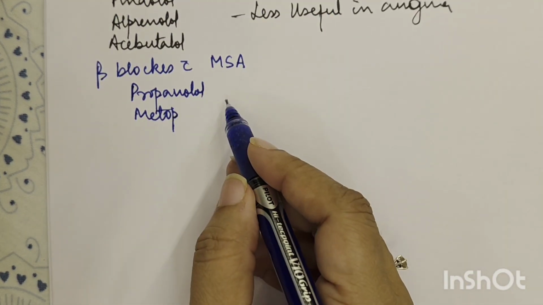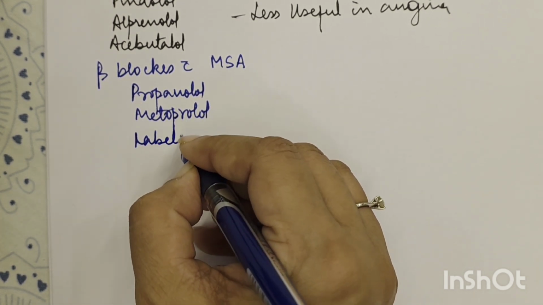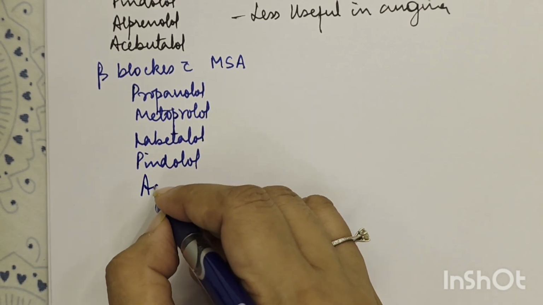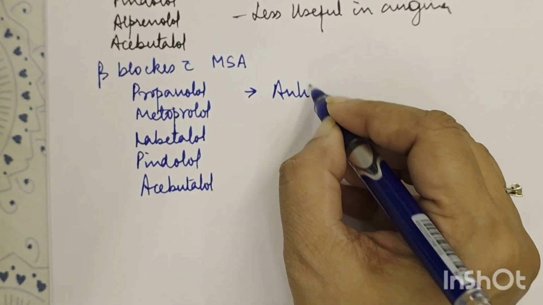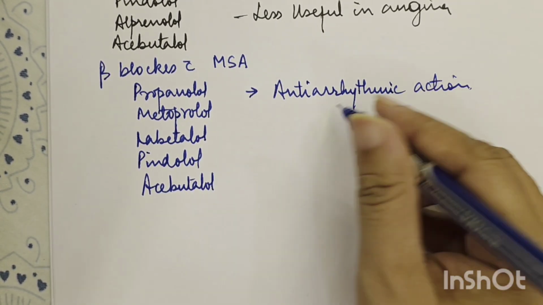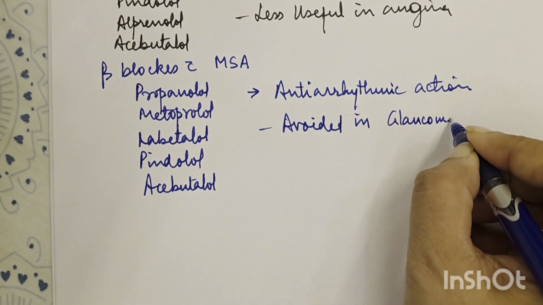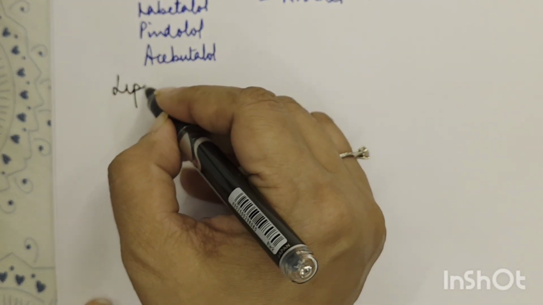Then we have beta blockers with membrane stabilizing action, where we have propranolol, metoprolol, labetalol, pindolol, acebutolol. So these drugs have anti-arrhythmic action. They can be used in various types of arrhythmias, right? They have to be avoided in glaucoma, right? Then the next category of drugs, we divide them as lipid insoluble.